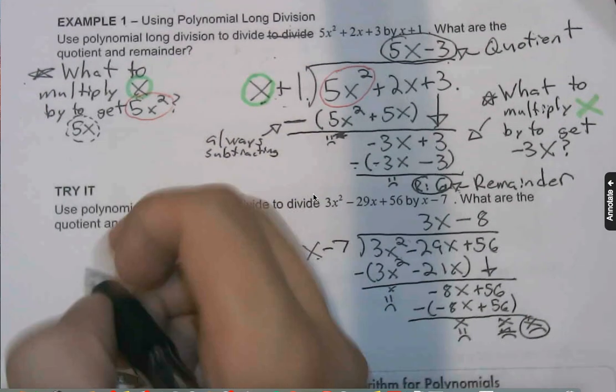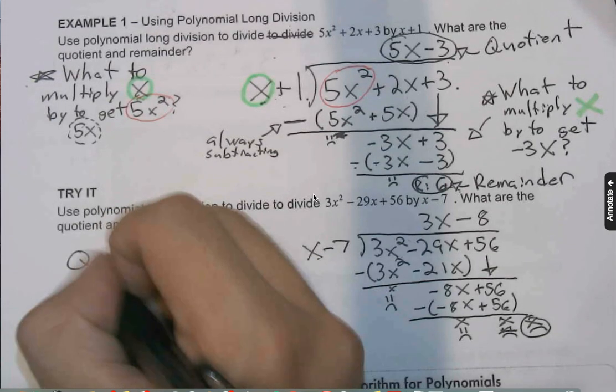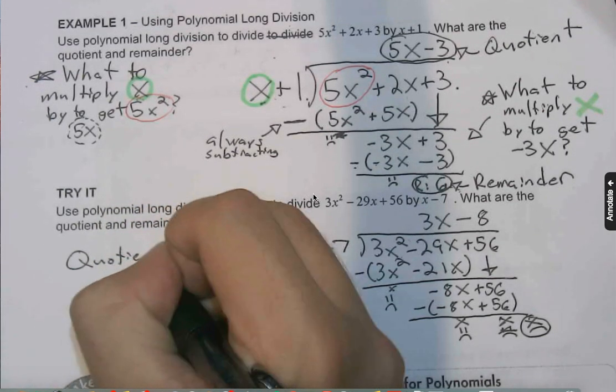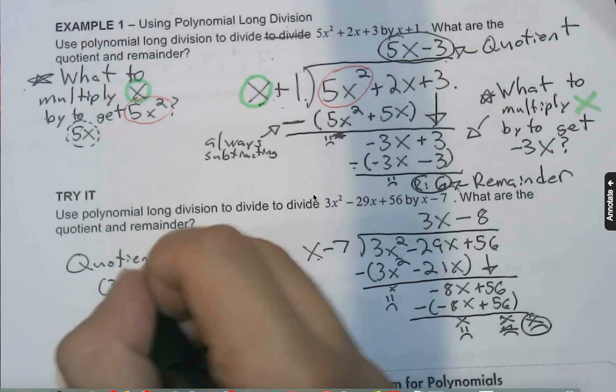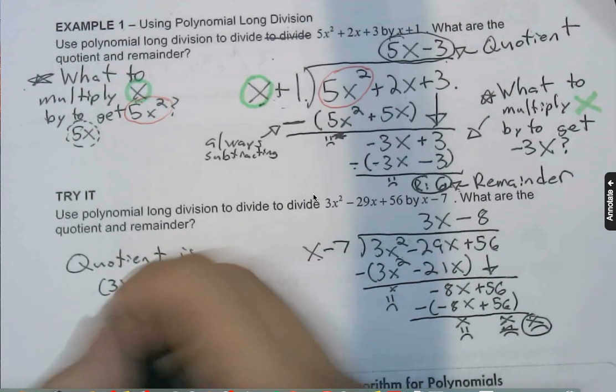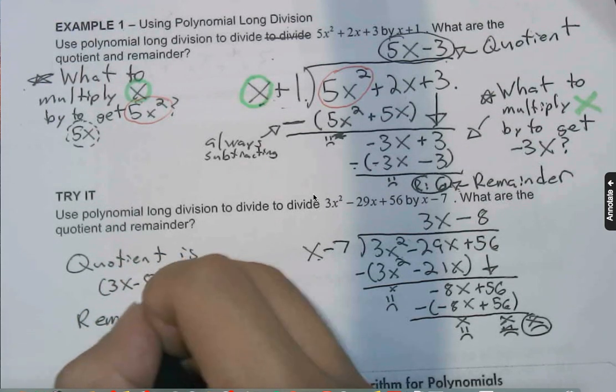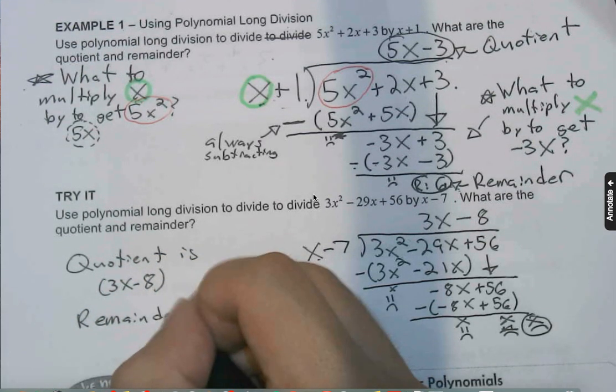So we can say on the side here that our quotient is 3x minus 8. And there's a remainder of 0, or there's no remainder.